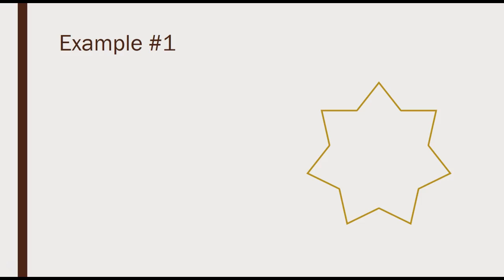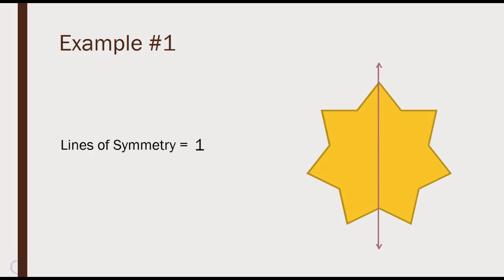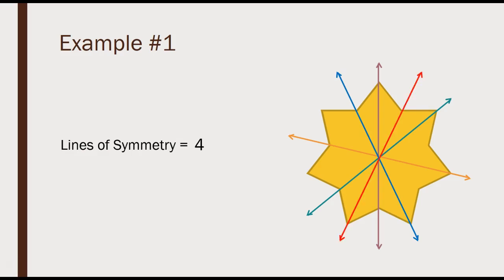Let's take a look at this first example. We would like to see how many axes of symmetry it has. So there's one. Another, another, another, so in all there were 7 axes of symmetry.